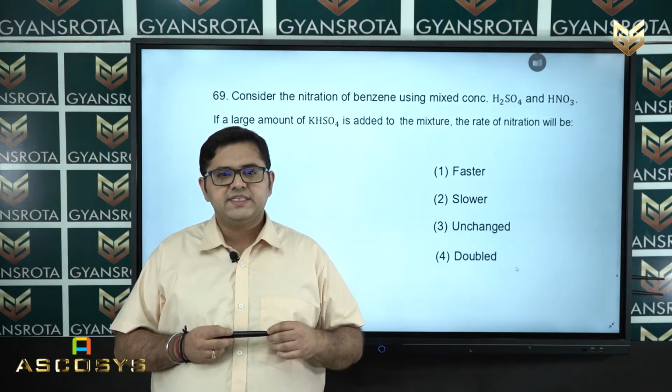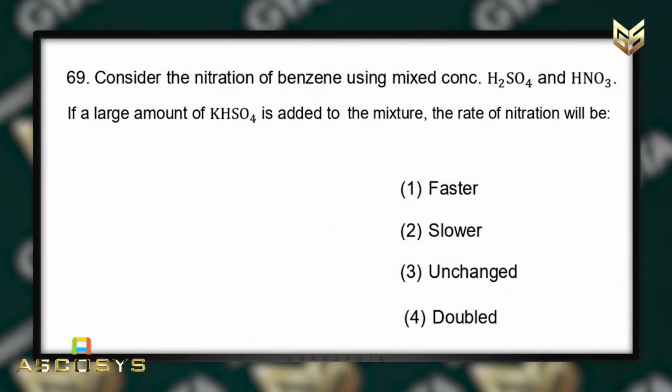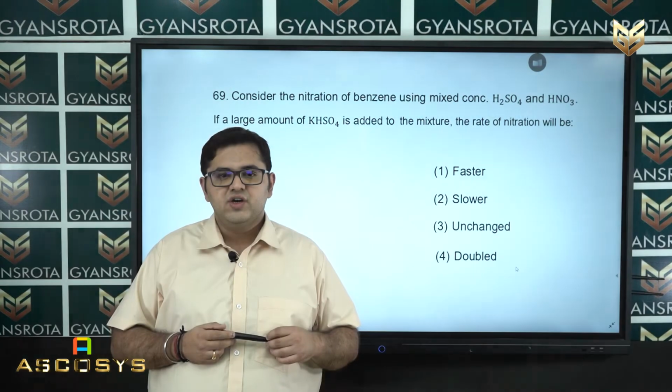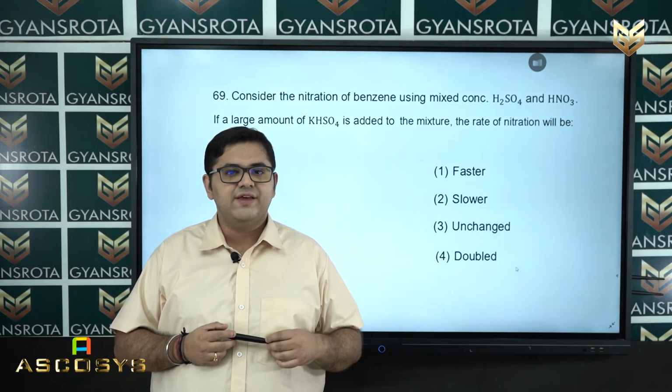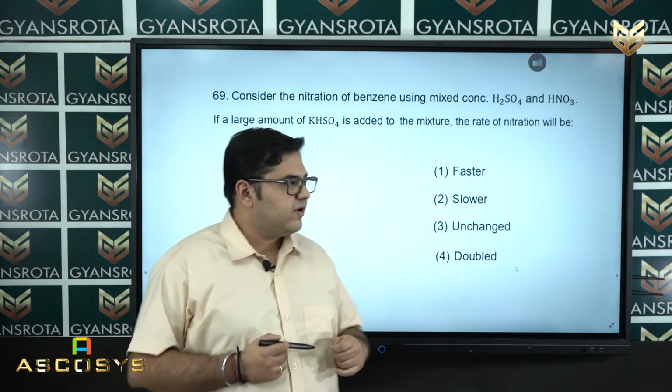So, question number 69 is on your screen. Consider the nitration of benzene using mixed concentrated sulfuric acid and nitric acid. If a large amount of potassium bisulfate is added to the mixture, the rate of the nitration will be. So, this question is basically asked from the hydrocarbon chapter of class 11 NCERT. So, now we are going to the solution part.